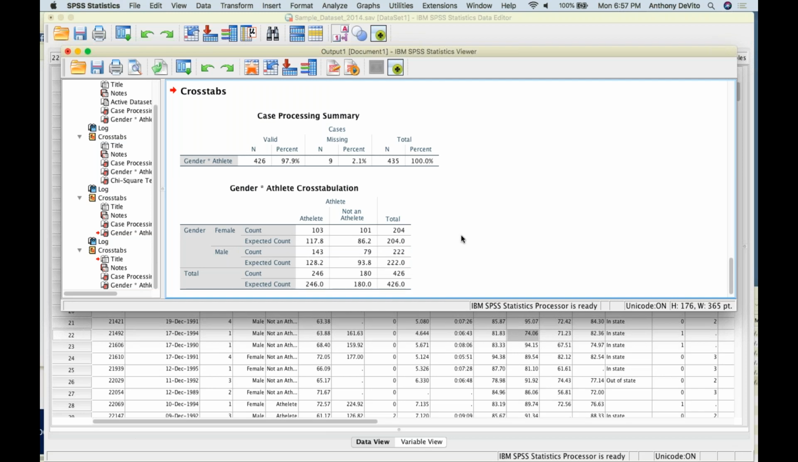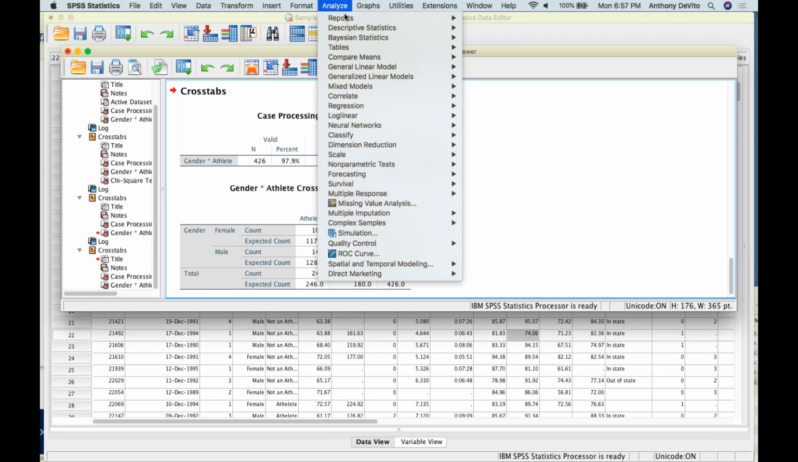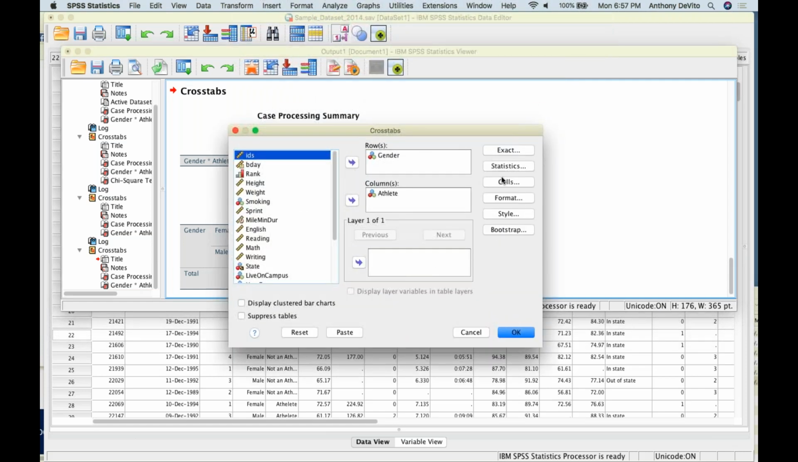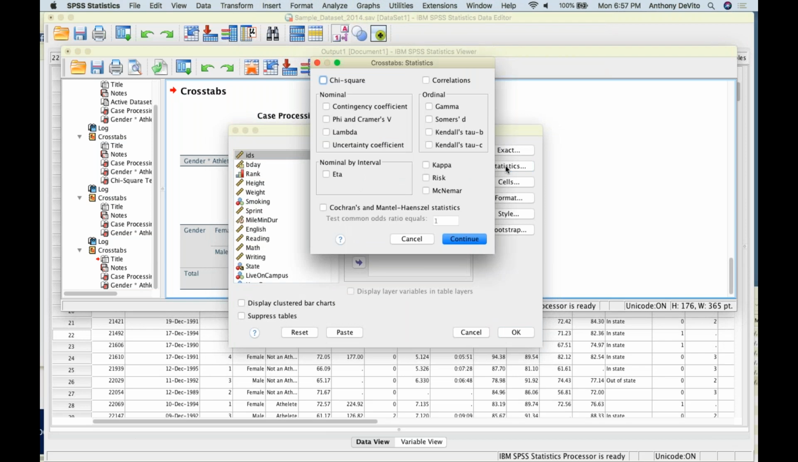Okay, so it seems like there might be an association, but this could be just due to chance. In order to determine if it's just due to chance, we have a few tools at our disposal. One tool is to calculate the relative risk for being an athlete. It's kind of an odd way to phrase it, but I'm going to go up to Analyze, Descriptive Statistics, Crosstabs, and this time I'm going into the Statistics box.